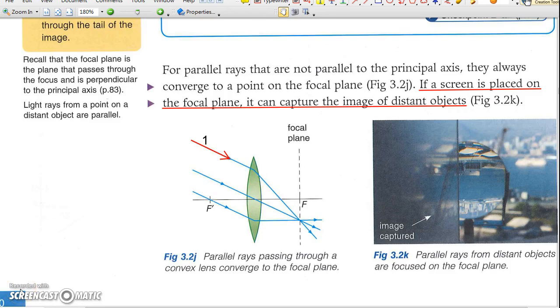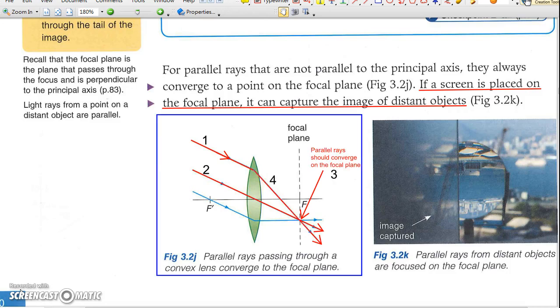When a light ray that does not belong to the construction rules passes through a lens, its refracted ray can be found by drawing a parallel light ray that passes through the center of the lens. The 2 light rays should converge on the focal plane, and hence the unknown refracted ray is found.